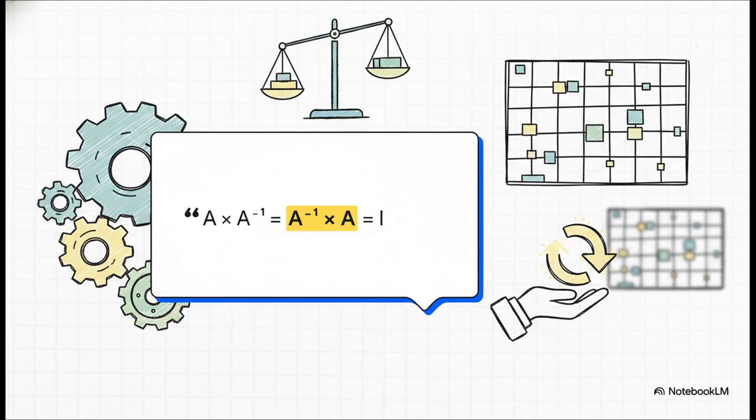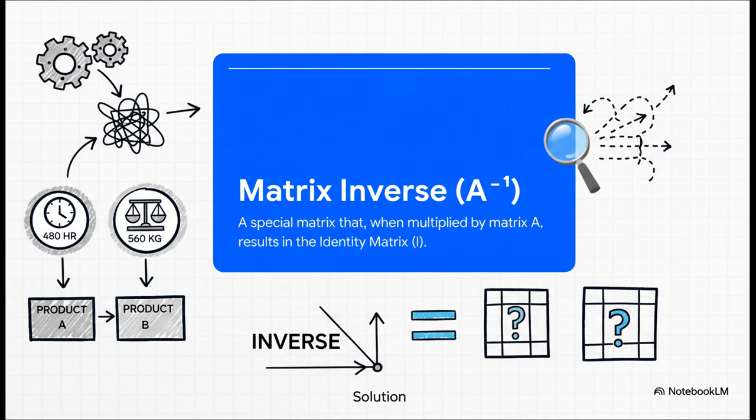So instead, we do the next best thing. We multiply by the inverse. The inverse matrix, that's the A with the little -1 exponent, is the special matrix that essentially undoes our original matrix A. And when you multiply them together, you get I, the identity matrix, which is basically the matrix version of the number 1. So here's the crucial point. The inverse gives us the power to solve for our unknowns, those production quantities we're after.